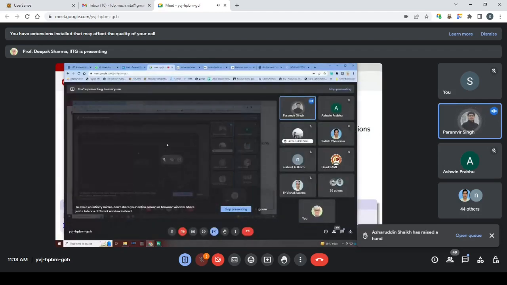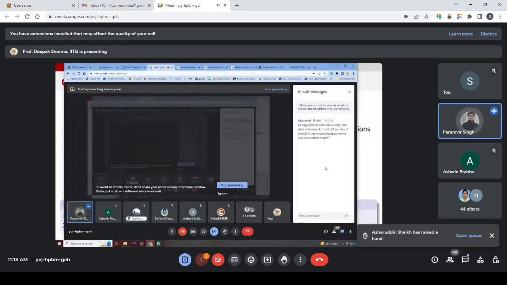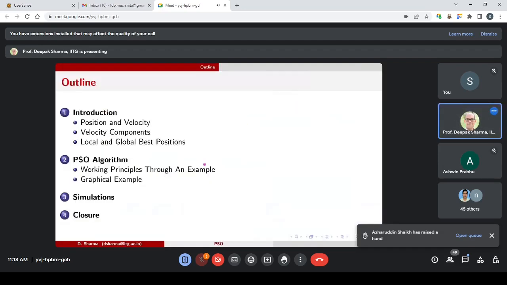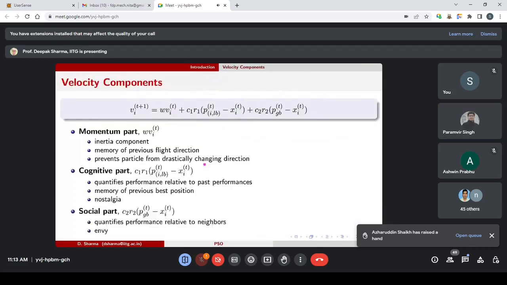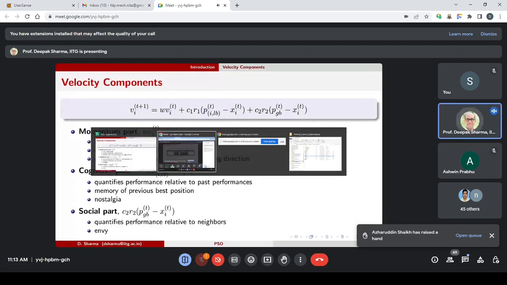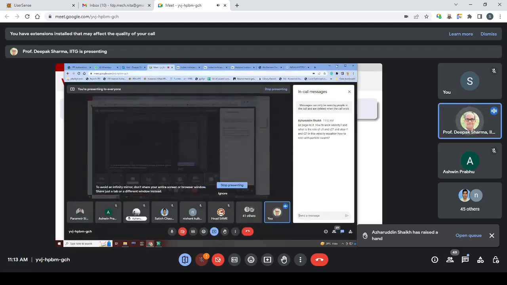If you can see this one, sir, at page number 1, how to work velocity and what is the role of C1 and C2. Okay, sir, slide number 8. Right. Okay, so the question is how to work velocity. What are the roles?